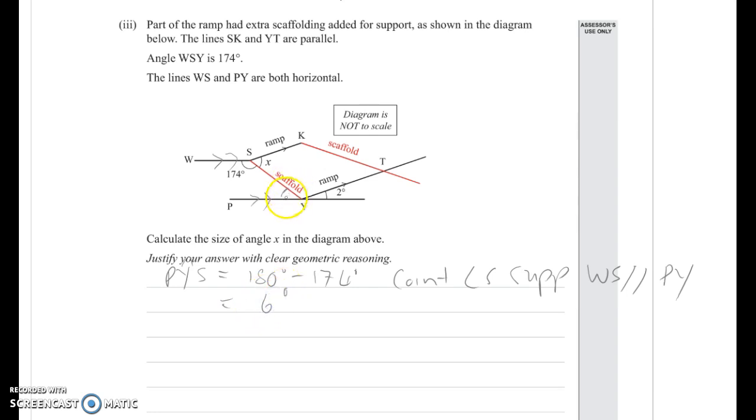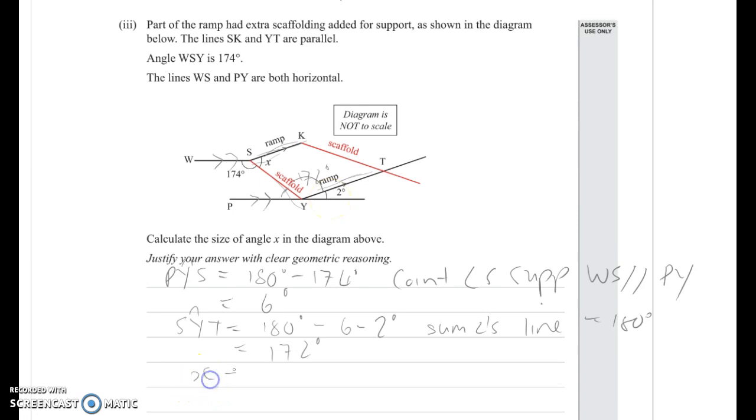And if PYS is equal to 6 degrees, then SYT is equal to 180 degrees minus 6 minus 2 degrees. Sum of angles on a line equals 180 degrees. So 180 minus 8 is 172 degrees. So this whole thing is 172 degrees. Now you see, when I put it in there, it suddenly makes sense. I can see my second C shape over there, or U shape. So I know that those two are going to be supplementary as well.